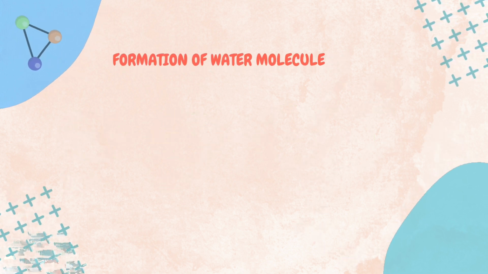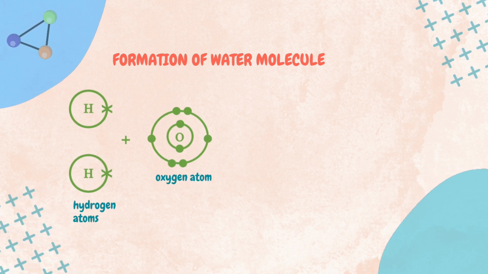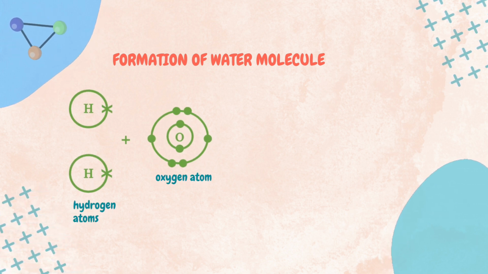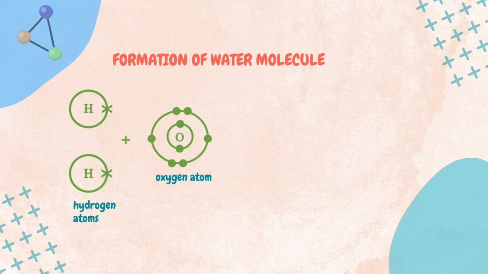Another example, the formation of water molecule. The water molecule is formed by the sharing of electrons between two hydrogen atoms and one oxygen atom. The oxygen atom has 8 electrons with 6 electrons in the outer shell. To be stable, it requires 2 more electrons. Each hydrogen atom requires 1 electron to be stable.